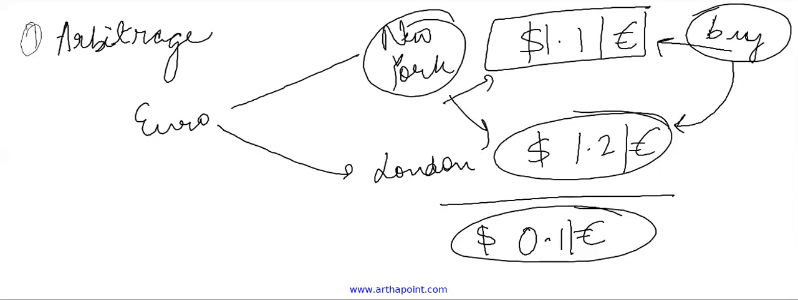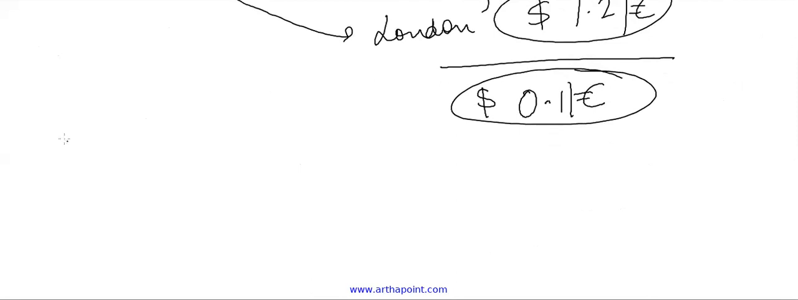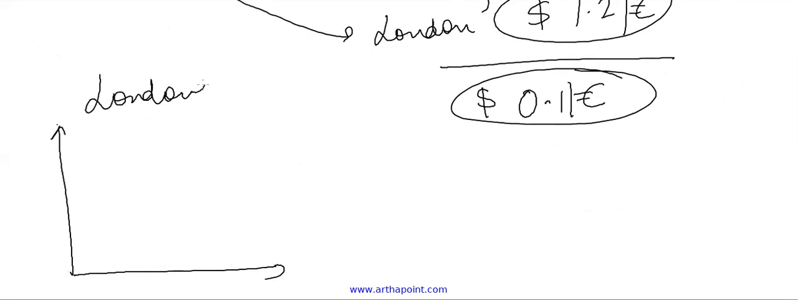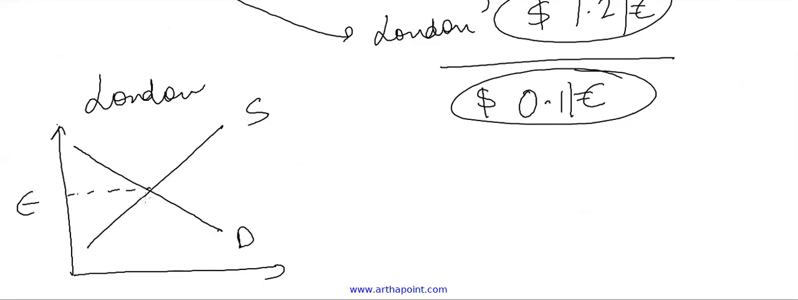Now, what happens in New York? Let's talk about the London market first. What happens in London is that this was the demand, this was the supply. I had a particular exchange rate, and this was the quantity of the dollars or the quantity of the foreign exchange.